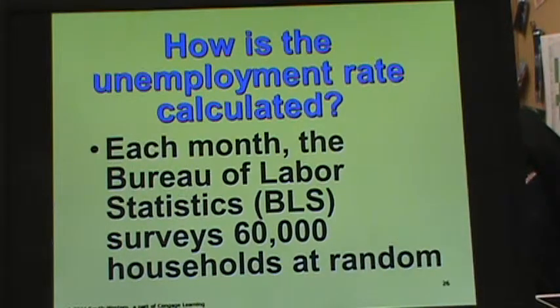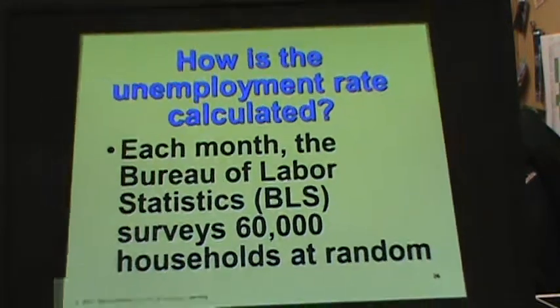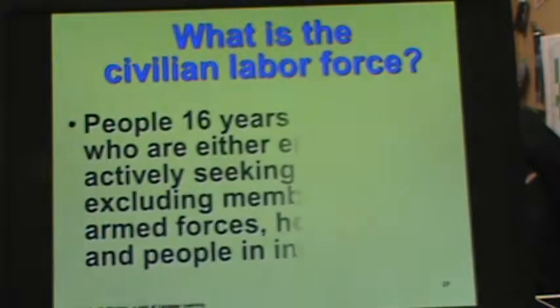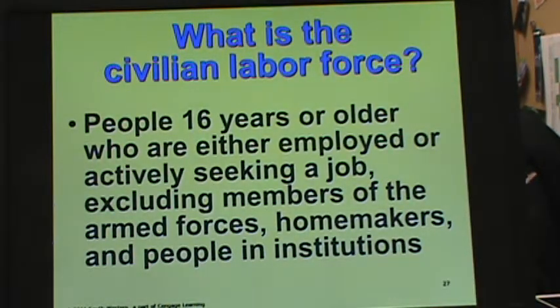So how the unemployment rate is calculated: each month the BLS, or the Bureau of Labor Statistics, surveys 60,000 households at random. And the civilian labor force, just a term, are people over 16 years old. They're either employed or actively seeking a job, including members of the armed forces, homemakers, and people in institutions.